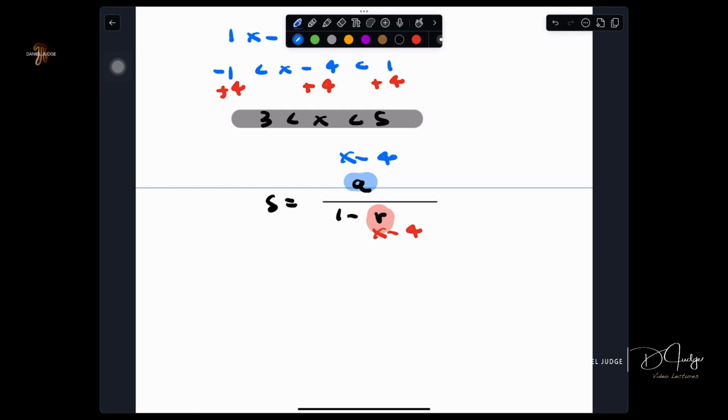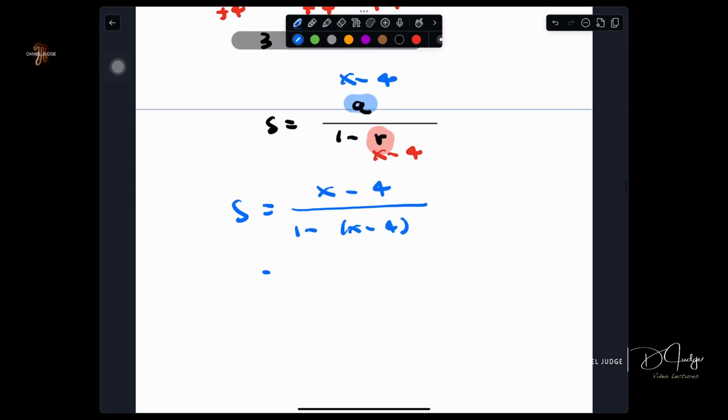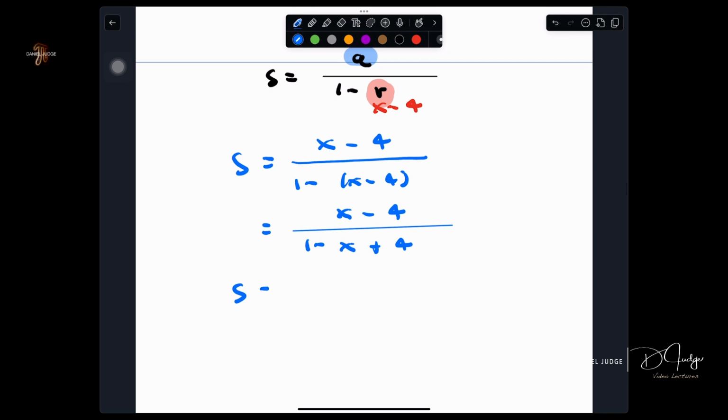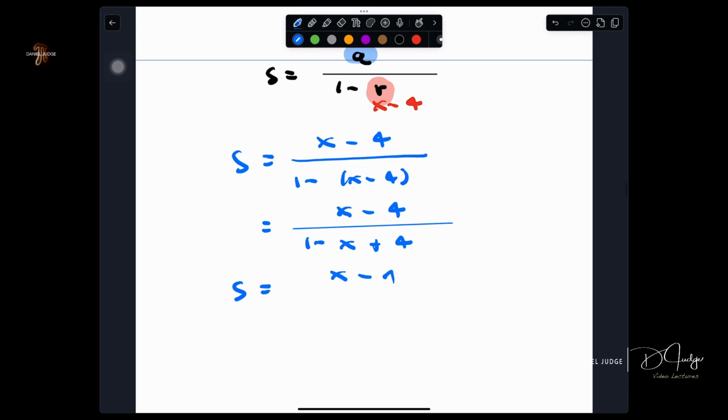So just doing a little arithmetic, we get x minus 4 over 1 minus (x minus 4). The sum's going to be x minus 4 over 1 minus x plus 4. Your sum's going to be x minus 4 over 5 minus x.